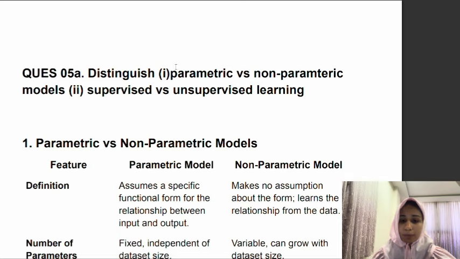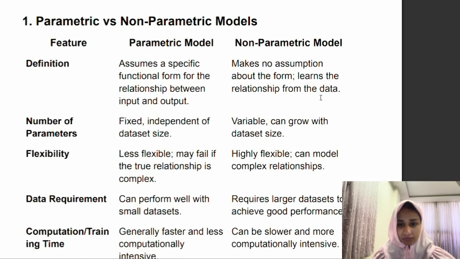So question number 5 part A: distinguish between parametric versus non-parametric models, supervised versus unsupervised learning. So what is a parametric and non-parametric model? A parametric model assumes a specific functional form for the relationship between input and output. So it assumes a specific function which defines the relationship between input and output, and non-parametric makes no assumptions about the form, it learns the relationship from the data. So from the data set which we have, it will learn the relationship from it. It does not assume any relationship beforehand.